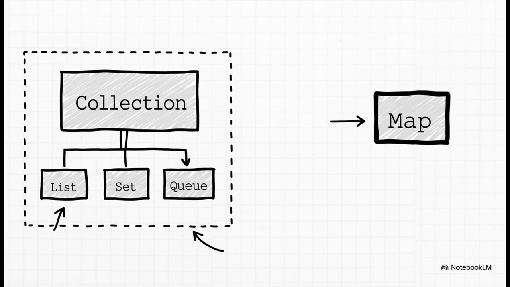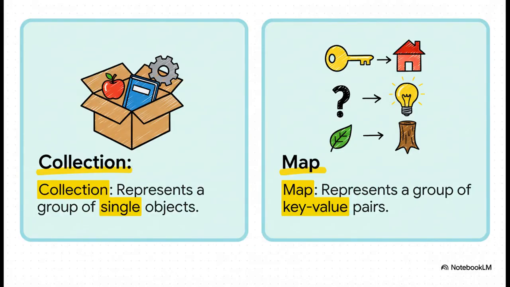Why? Because its whole job is fundamentally different. Here's the fundamental difference, side by side. Everything we've talked about so far, list, set, queue, they all store a group of single objects. A map, on the other hand, stores pairs. It links a unique key to a specific value. The classic real-world example is a dictionary. The word is your key, and the definition is the value.